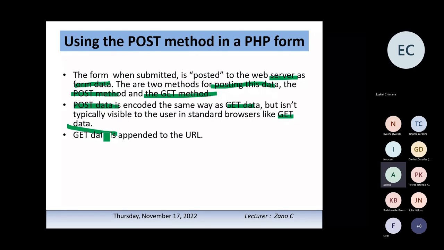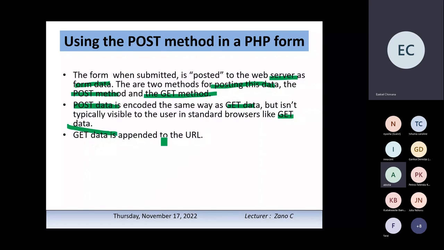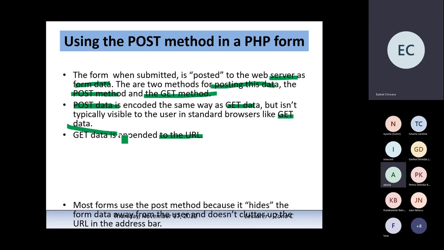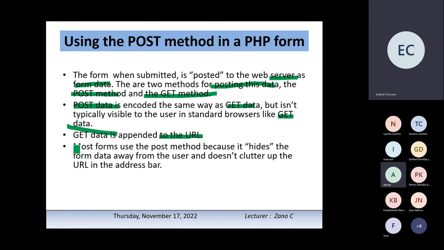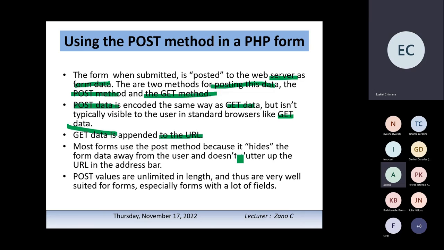Visible to who? So the get data is appended to the URL. On that, where you actually type the URL, that's where the get data will be appended. So it will be visible. So most forms use the post method because it hides the form data away from the user, and it doesn't clutter up the URL in the address bar.